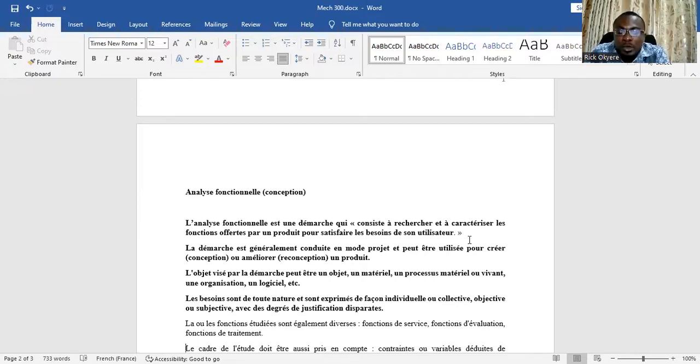Meaning that they look into how the qualities or the features of the product is going to benefit the end user. Okay, so that's what analyse fonctionnelle does.